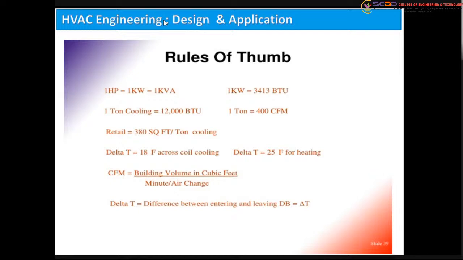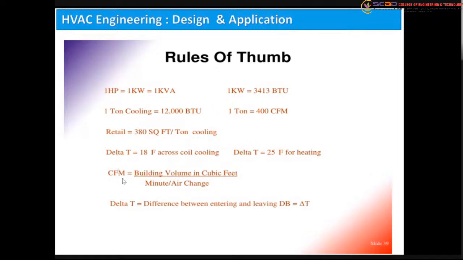There it mentions BTU. 12,000 BTU per hour, say 24,000 BTU per hour. So 24,000 means it's a 2-ton machine. Okay. So 1 ton is equal to how much CFM? It's 400 CFM. Then what is CFM?